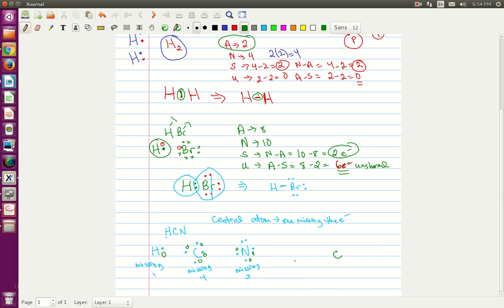Now, carbon is oftentimes the center atom, okay? You know who's never in the middle? Hydrogen. Never in the middle, because it only has 1 missing electron, so it can't bond a lot of different things.